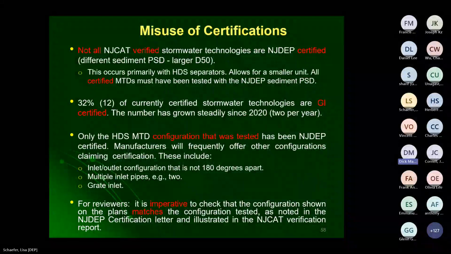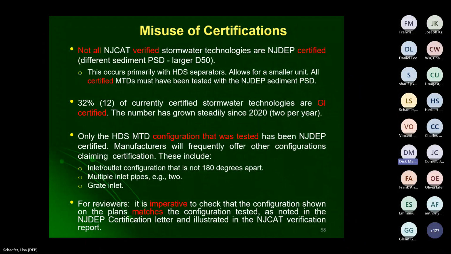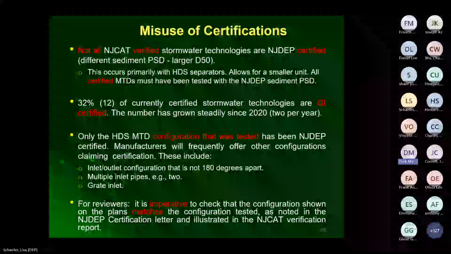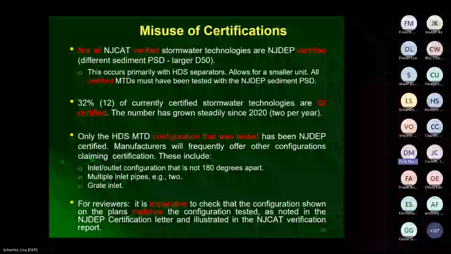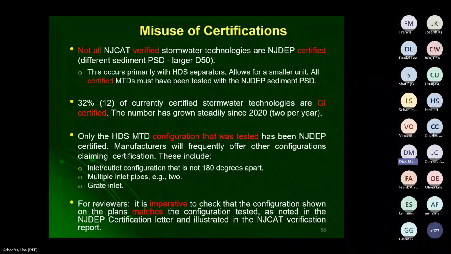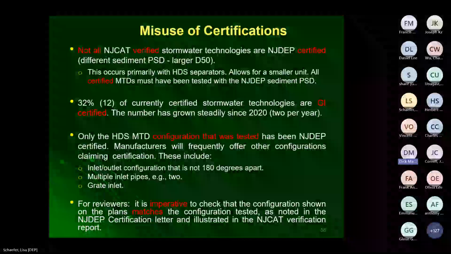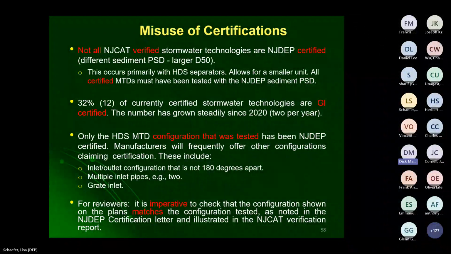And what it simply means is they did not test exactly to the NJDEP protocol. And the biggest area is they want to test for a larger D50 sediment. The sediment that's specified by New Jersey has a D50 of 75 microns, which means 50% of the sediment is below 75 microns, 50% is higher.